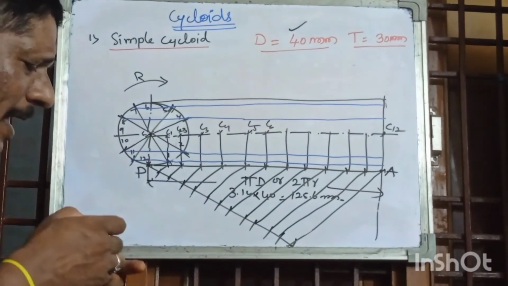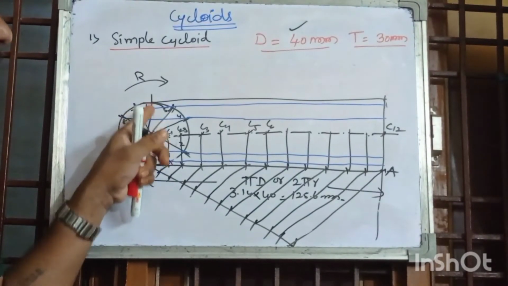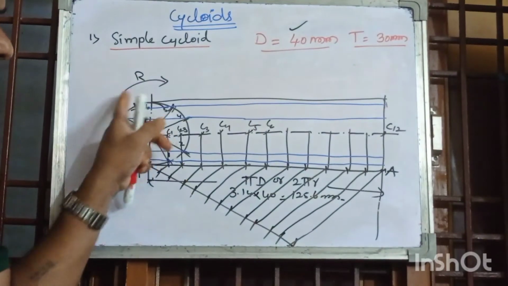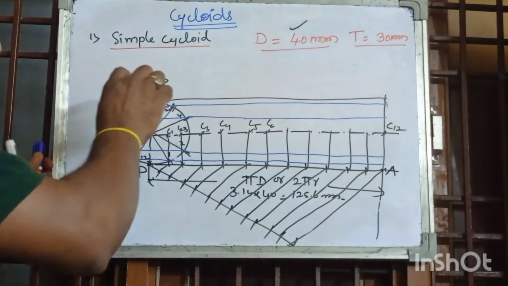Now take the radius of the circle. Take the radius of the circle equal to 20 mm. Why? Because the diameter is 40. Take radius equal to 20 mm. It is fixed.